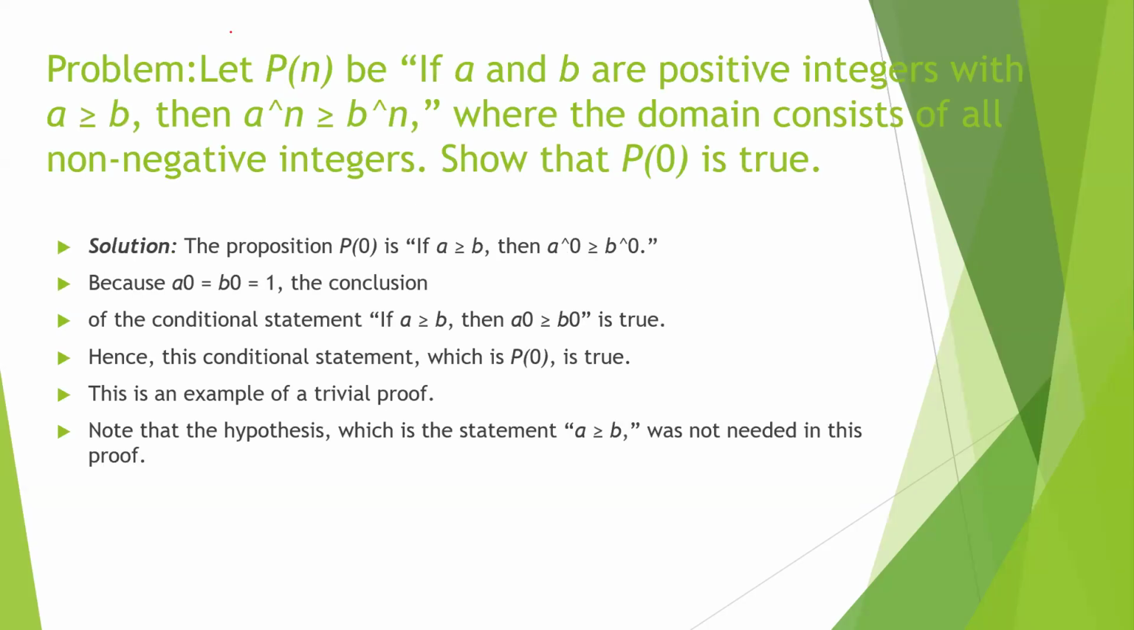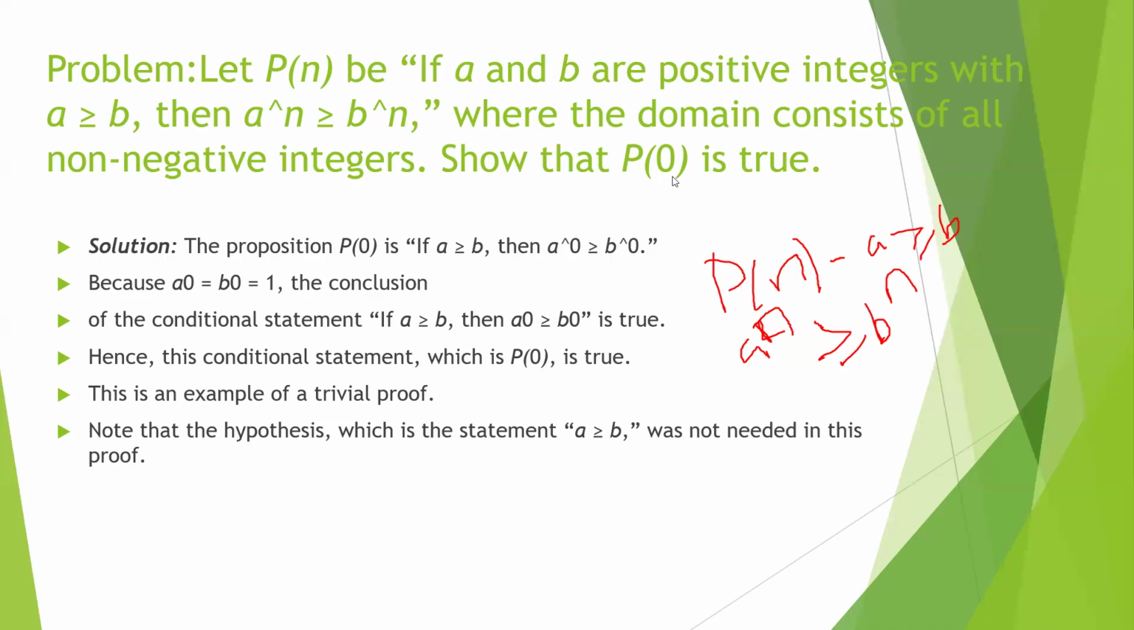Let P(n) be: if a and b are positive integers with a greater than or equal to b, then a raised to n is greater than or equal to b raised to n, where the domain consists of all the non-negative integers. Show that P(0) is true.